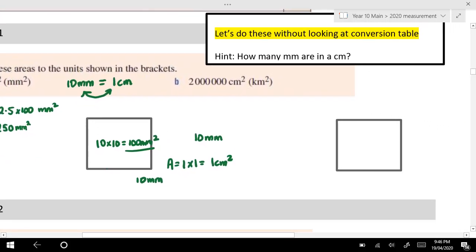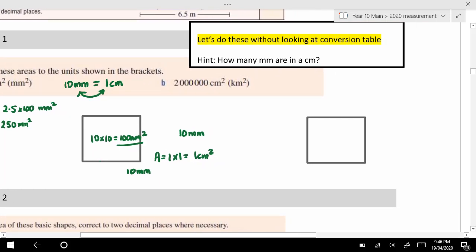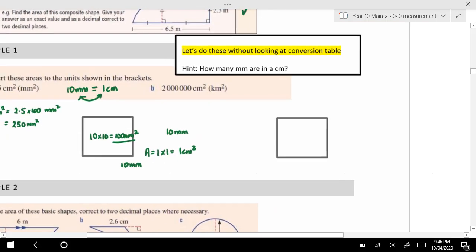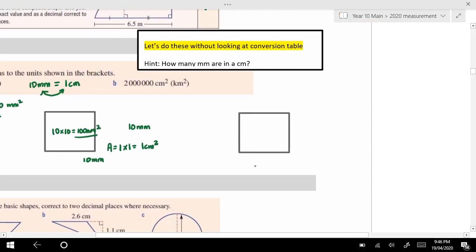All right, so let's do the other one, but this time let's do centimeters squared to kilometers squared. So this is going to be a big one. First of all, let's do a kilometer. Okay, so this is 1 kilometer, and this is 1 kilometer. So we know that square area would be 1 kilometer squared. 1 times 1 is 1.